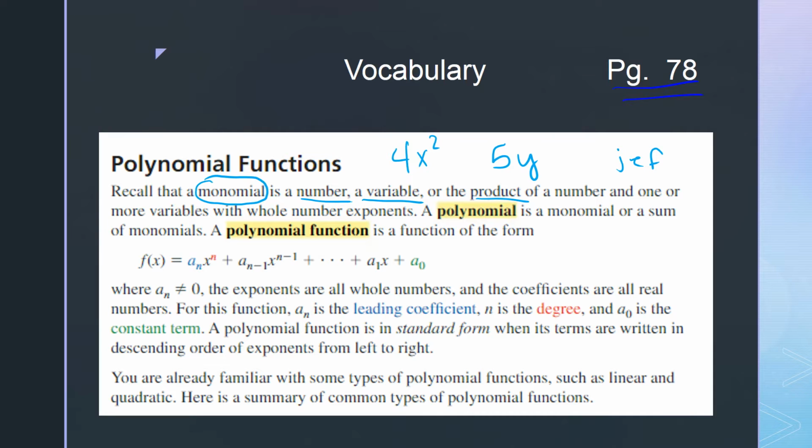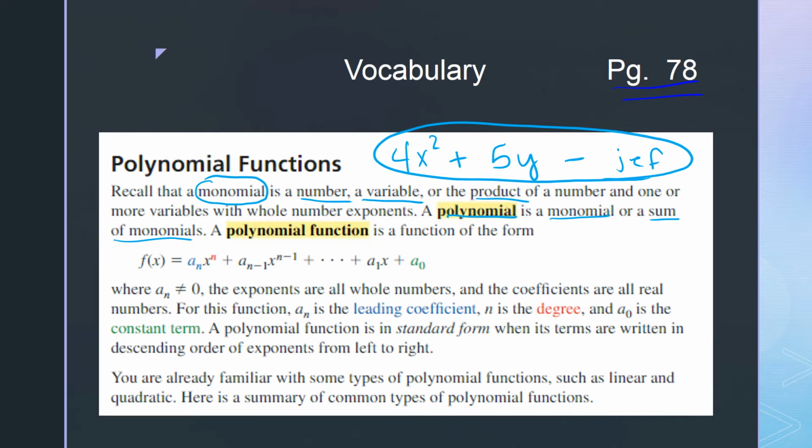So what makes it a polynomial then? A polynomial is a monomial or a sum of monomials. So if I took all of these I just wrote and I put plus or minus in between them, this now is considered a polynomial.